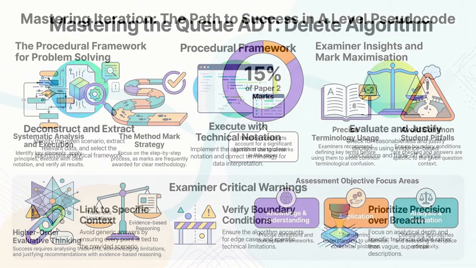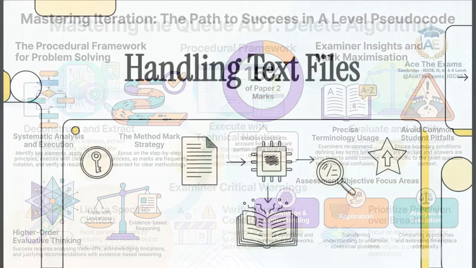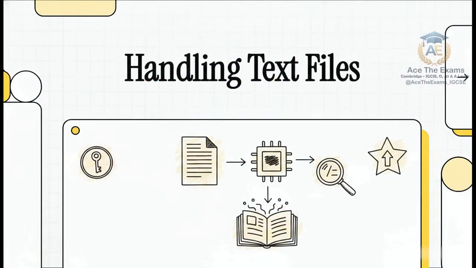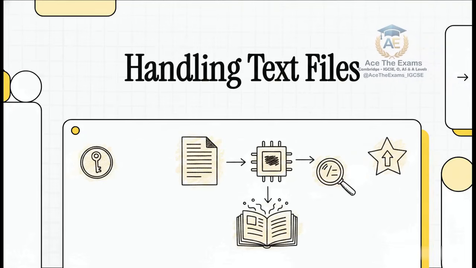All right, welcome everyone. If you're a focused learner trying to completely master Cambridge AS and A-level computer science, specifically syllabus 9618, you are in exactly the right place. Today, we're running a masterclass on one of the most critical and honestly most intimidating topics on the entire paper. We're talking about handling text files with one or more lines in pseudocode.